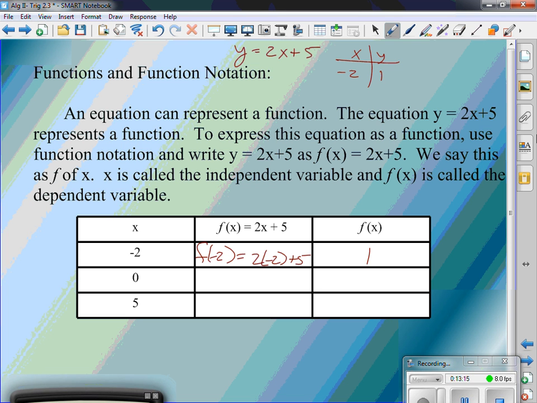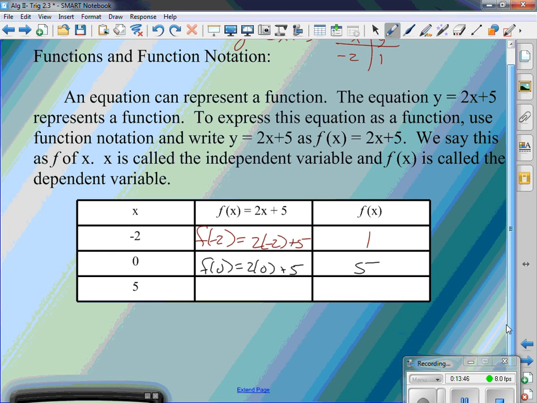Now, you did this in your head, right? By looking at this, what's my x value? Negative 2. Where are you getting that from? Well, if I didn't have this, it comes from this. So when I do 0, it's f of 0 equals 2 times 0 plus 5, which is 5. f of 5 is going to be 2 times 5 plus 5, which is 15.